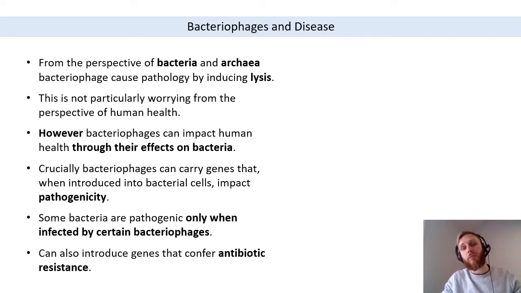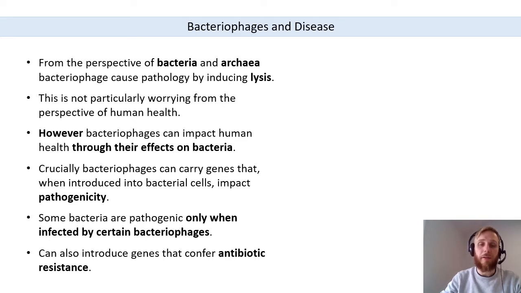So they are introducing genes into the bacteria, and these genes can contribute to the bacteria's ability to cause disease in a human host. So a bacteriophage can introduce pathogenic genes to bacteria, and in doing so they are essentially giving the bacteria the ability to cause disease in a human host. So there are bacterial species that are not capable of causing disease in a host normally. However, they acquire this capability when they are lysogenized by a bacteriophage.